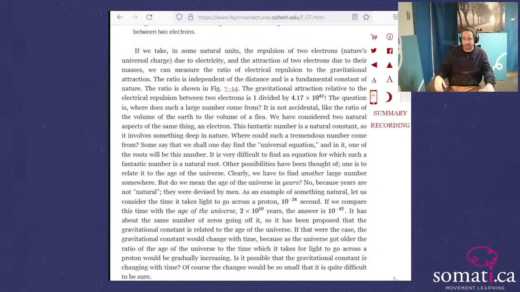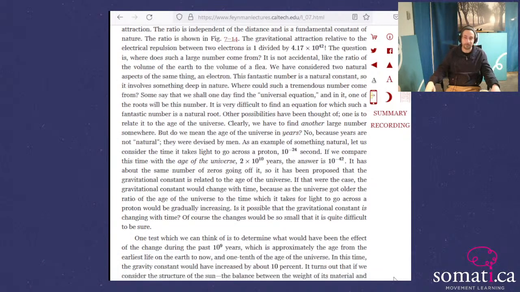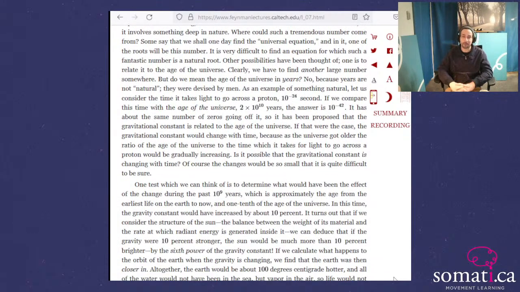All right. I never read this part carefully enough. And yeah, that's some deep theoretical physics. Something natural is the time it takes light to go across a proton.